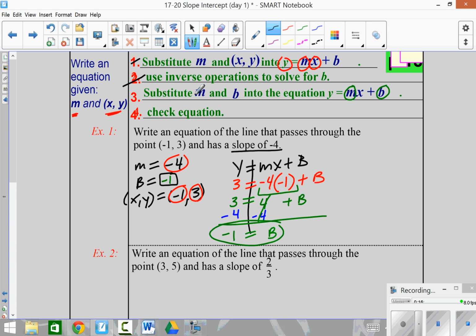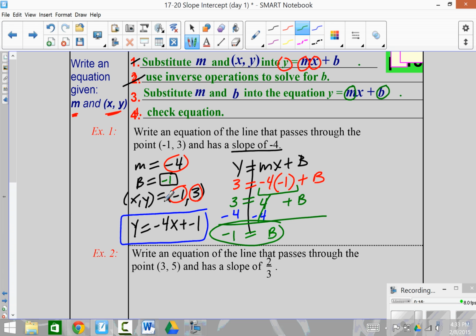Now I'm going to substitute my m and b into y equals mx plus b. So my final equation is y equals m, which is -4, x plus -1. And there's my equation.